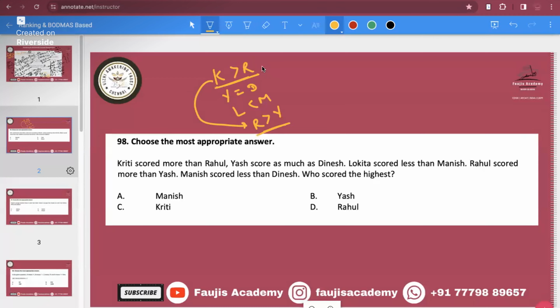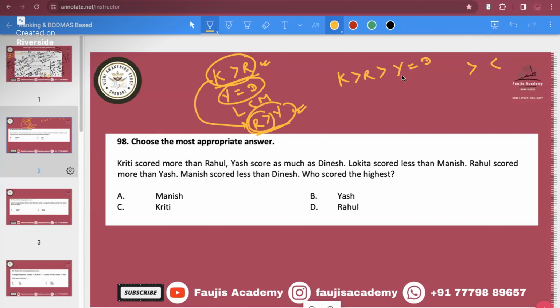Okay, so from these two, can we say K scored more than R? Just writing it that way simply, right? And then R scored more than Y. Clear? This is a greater than, less than sign. I'm assuming that you all know it, right? So these two are done. Now Y is equal to D. Y is equal to D.